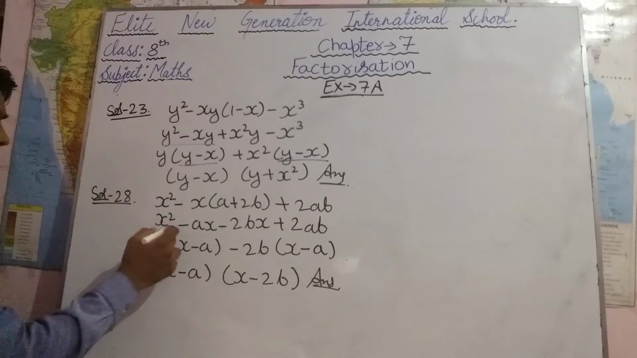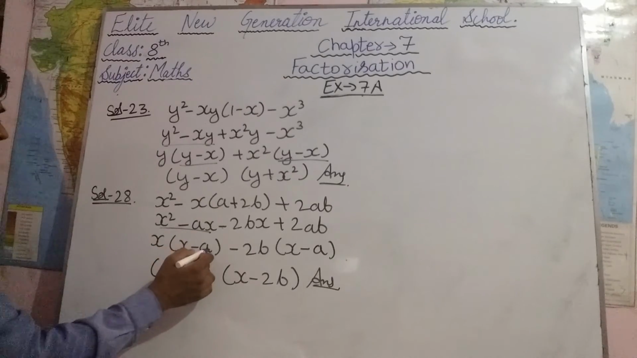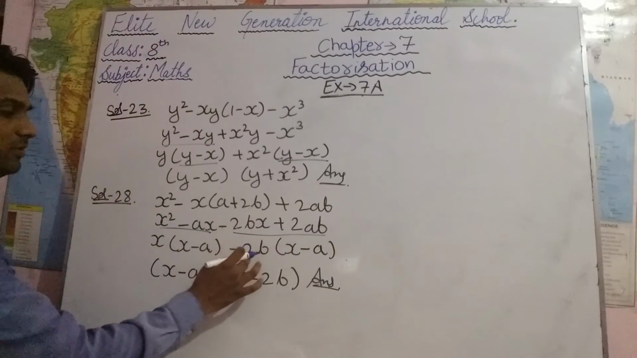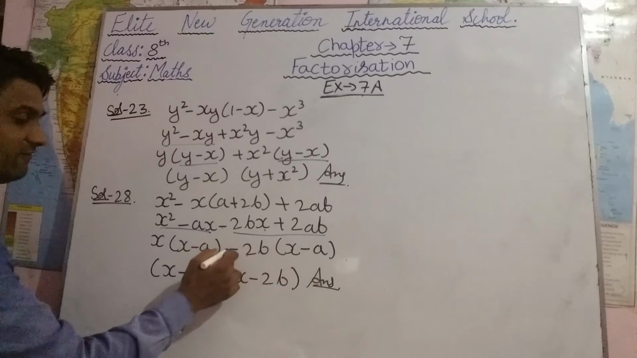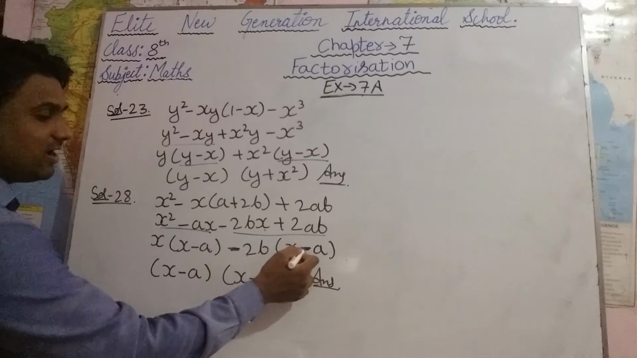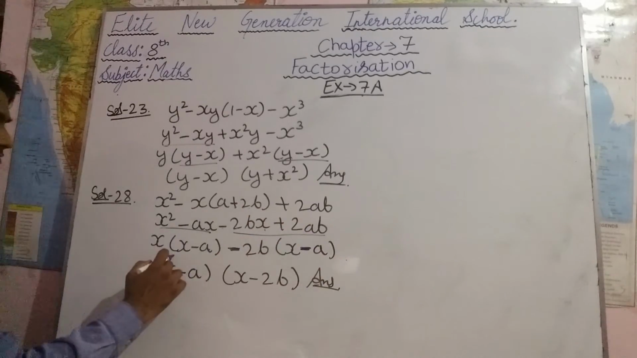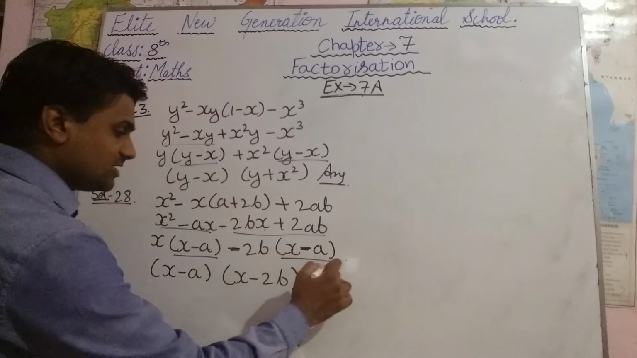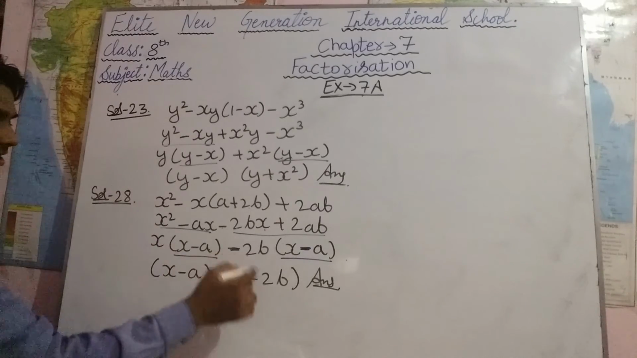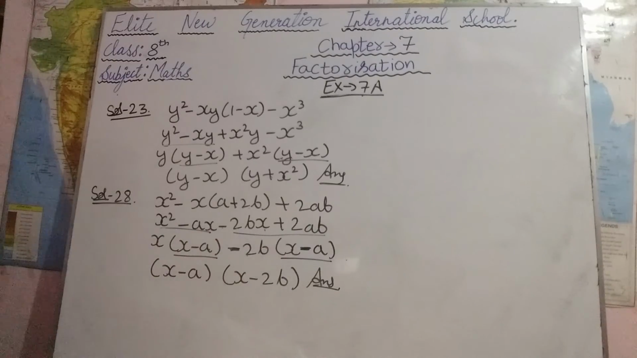Now we can take x common from these two, so when we take x common, it will be x minus a. From here we can take minus 2b common, so when we take minus 2b common, in this x will be left, and we have taken minus common, so in place of this plus we will write here minus, and 2b is common, so a will be left here. Now x minus a and x minus a are common, so x minus a, and in bracket here x minus 2b will be left, so x minus a and x minus 2b is the answer.